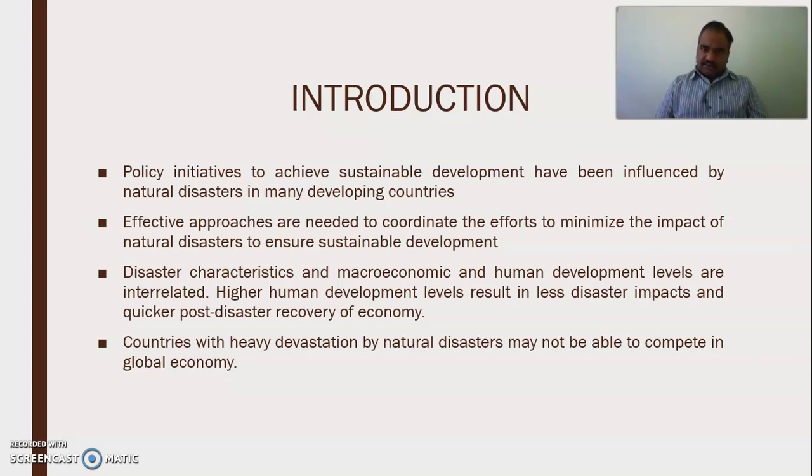And on the other hand, the disaster characteristics, as we have seen in our unit 1: we don't know how long they will stay, we don't know when they are going to come, we don't know how much damage they will create. So all these disaster characteristics and the macroeconomic and human development levels are basically interrelated. If the human development levels, what we call HDLs, are higher, then the impact of the disaster will be very low, and the economy will get a quicker recovery after the disaster.